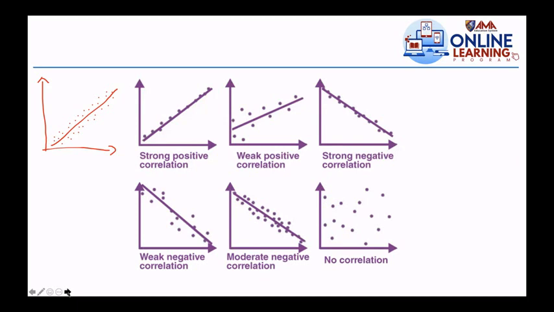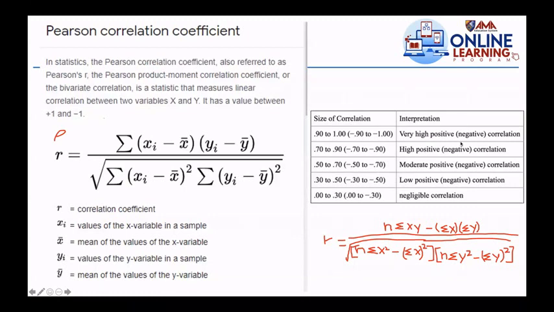where we use numbers. Okay, we use numbers. This one. Okay. So this is the formula to get it. Once you get the answer, you can interpret using this table.